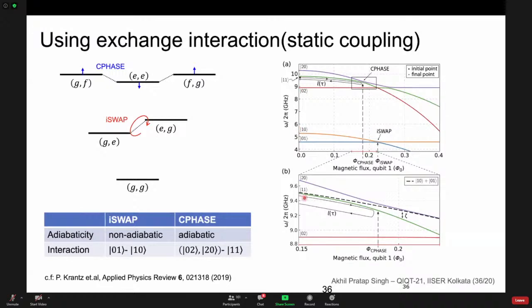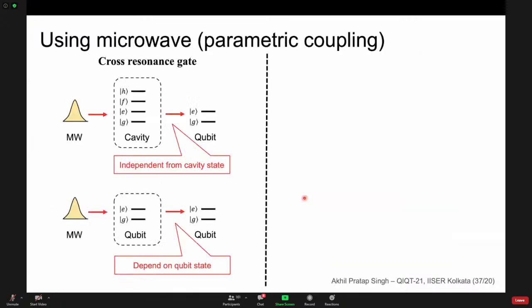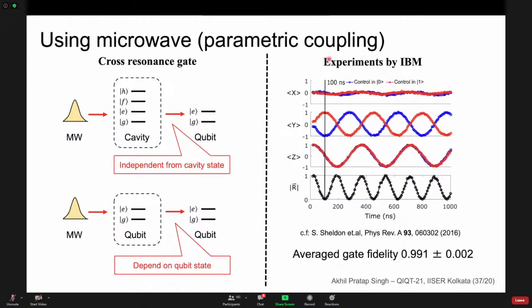One approach is you change the frequency of either of the qubits or both qubits and do some gate. But without changing the frequency you can also do it, and that is what we do in our lab: parametric coupling. So you can opt for an architecture where you cannot change your frequencies. That is what we also use in our lab.